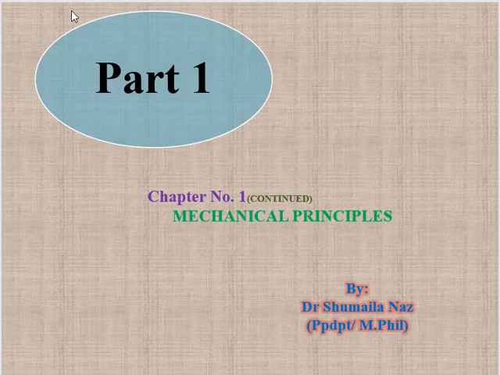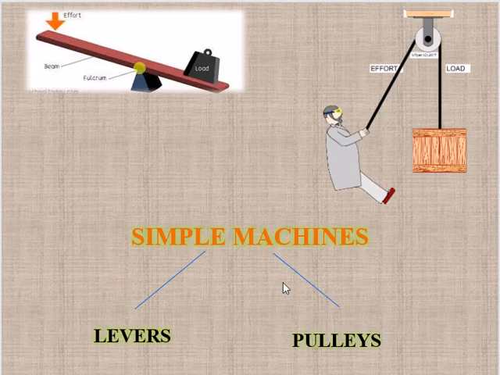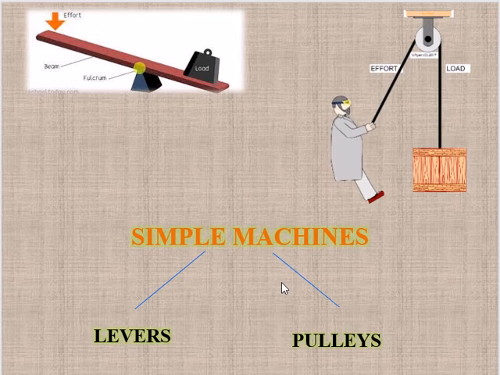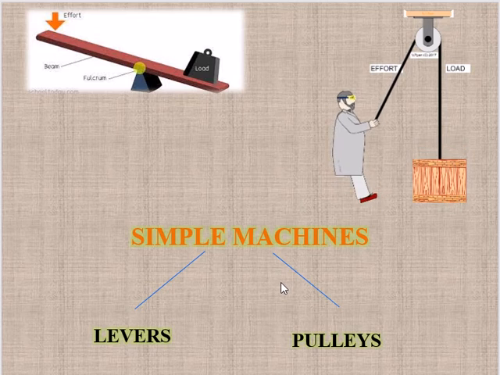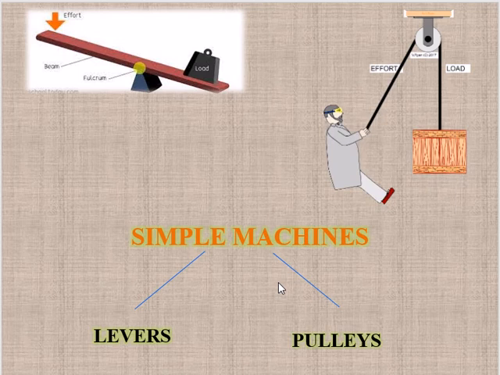Today we continue with chapter number 1, that is mechanical principle. Today we study about simple machines. Simple machines are classified into two types, levers and pulleys.